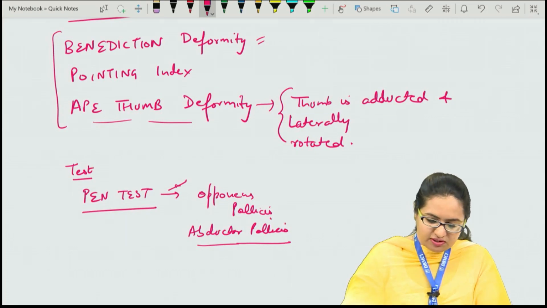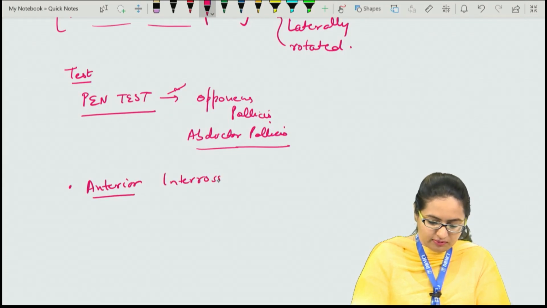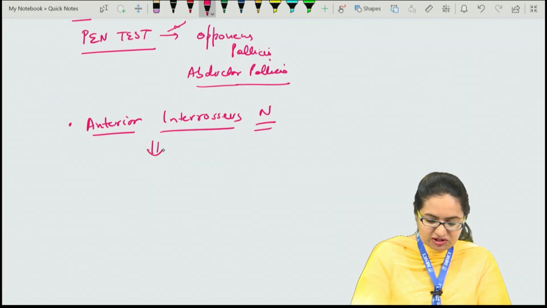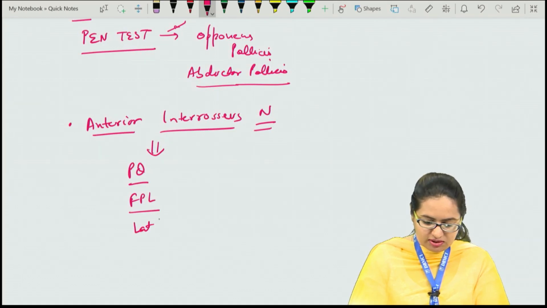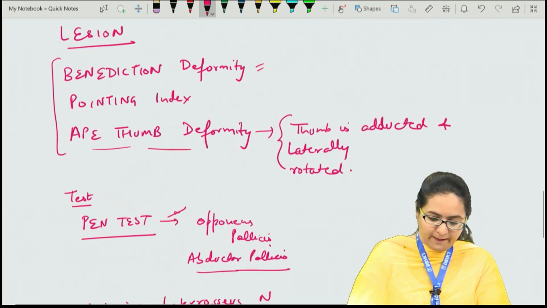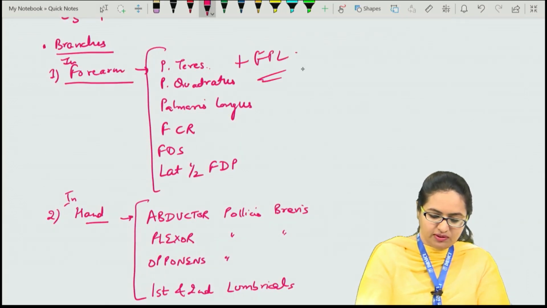One of the branches of the median nerve is the anterior interosseous nerve. It specifically supplies the deep muscles of the forearm, which include the pronator quadratus, flexor pollicis longus, and the lateral half of flexor digitorum profundus. These three deep muscles are supplied by the anterior interosseous nerve, including the flexor pollicis longus over here.